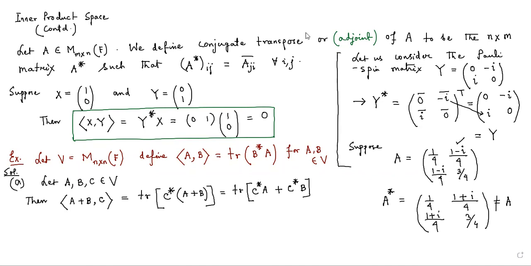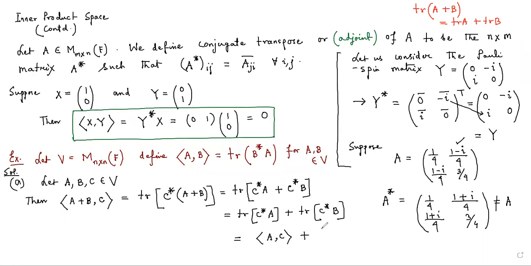I don't know whether you know this property or not, but the trace property of matrices says that trace of A plus B is trace A plus trace B, where A and B are square matrices. Then we can write it as trace of C star A plus trace of C star B. And by definition, this is the inner product of A with C, and this is B with C. Just look at the definition. So the first linearity property is satisfied for the given inner product.